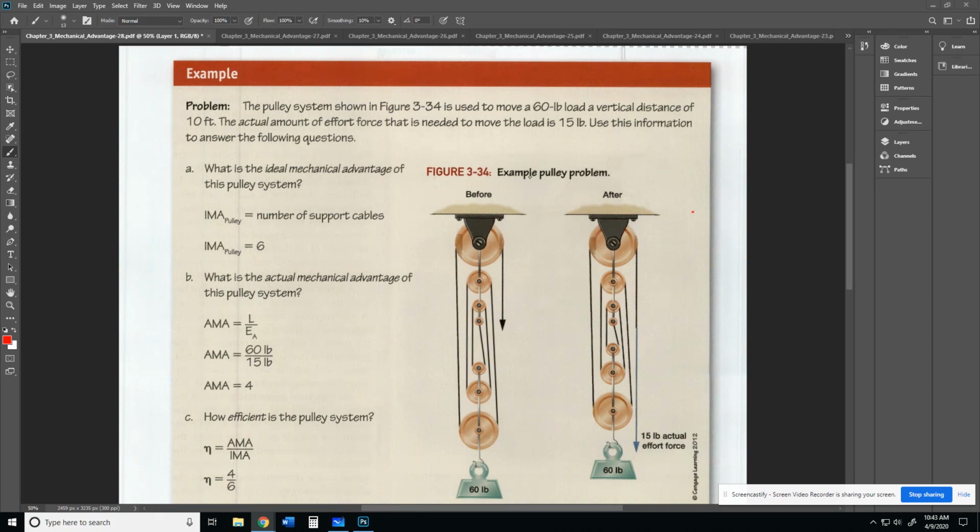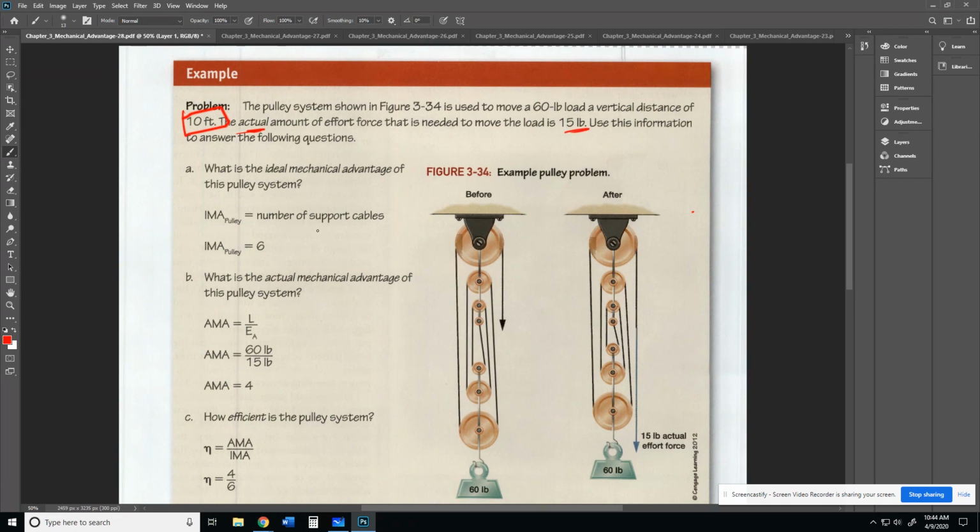Anyway, let's go through this. We have here our block and tackle setup, a bunch of pulleys, and the problem says that we have a 60-pound load and it's going to move a vertical distance of 10 feet. Okay, that's how far we are going to carry it. The actual amount of effort force that is needed to move the load is 15 pounds. Use this information to answer the following questions.